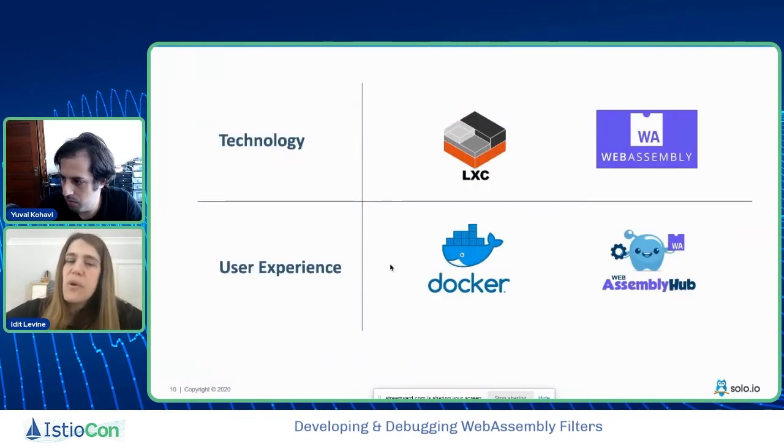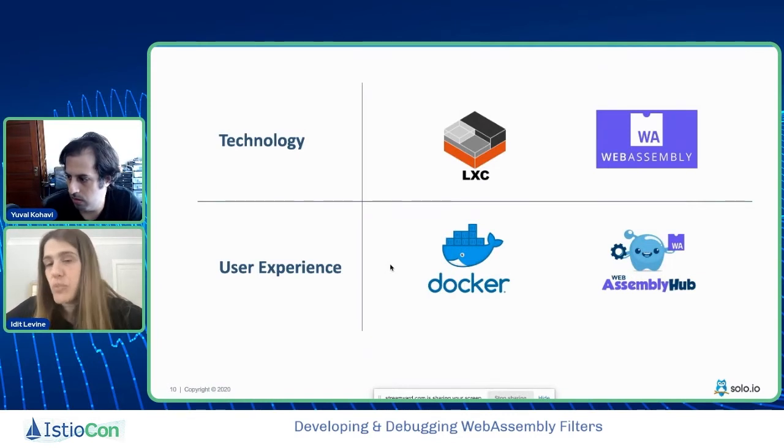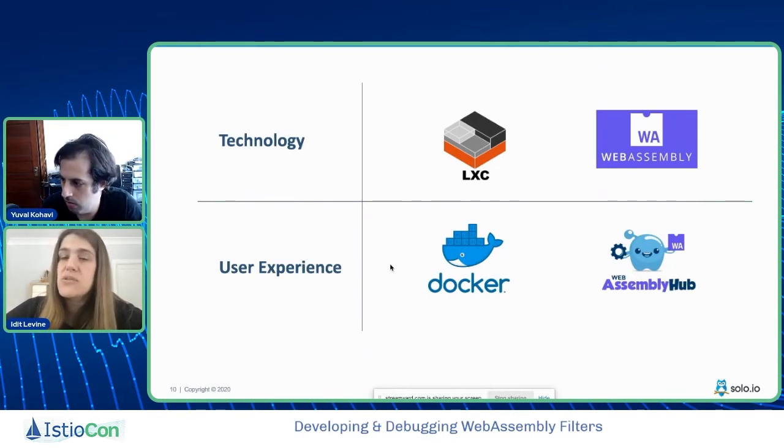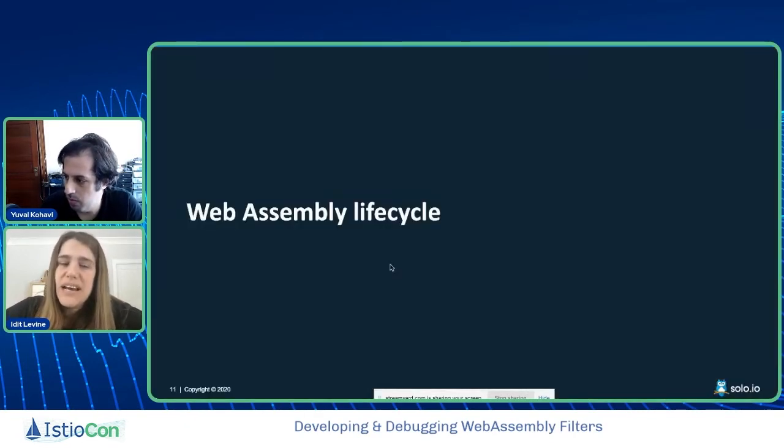I saw a parallel between what Docker did with Linux containers and what we have done so far with WebAssembly, which is bringing it to Envoy, but still the user experience is extremely complex, right? So we wanted to make it simple. And that's what we wanted to show you today. So Yuval, now we will walk you through the demo of the life cycle of WASM in Envoy and in Istio, and we'll take it from there.